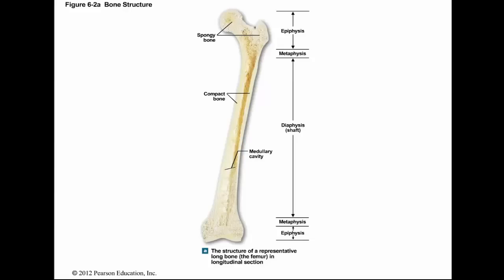So now we can look at this diagram, and again you can see that at the top of it we've got the spongy bone, and the medullary cavity, with compact bone on either side of it. The ends of the bones are called the epiphyses, and the shaft of the bone is called the diaphysis. And the two areas where the diaphysis and the epiphysis join is the metaphysis, and this is where the bone grows in length.